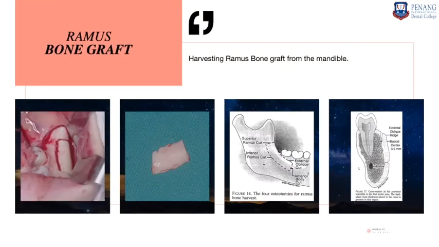So this is a picture of ramus bone graft harvesting. The ramus graft is harvested from the ascending ramus, external oblique ridge. You can see the incision has been given in the external oblique ridge and the bone has been harvested. So these are all the sites which have lesser morbidity compared to other sites and which are rich in bone materials, the cancellous and cortical bone materials.